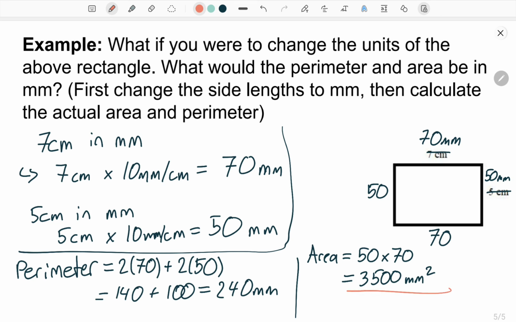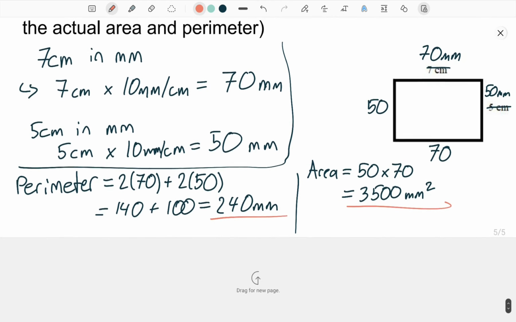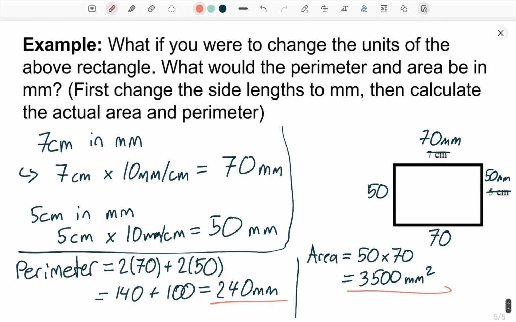So in total, we have this area and this perimeter in millimeters versus the original centimeters we had. All right, and that's everything for this particular lesson.